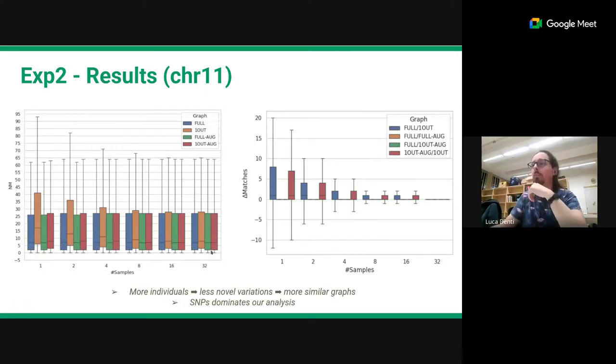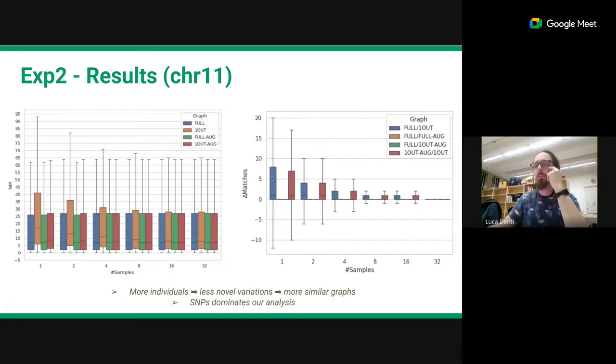And on this side, instead, I plotted the distribution of a pairwise comparison between some of the graphs, like full versus one-out, of the number of matches. I took from the alignments how many matches each read has, and I just took the difference between the two numbers on the two graphs. So full minus one-out: for each read, how many matches on the full graph minus how many matches the same read has against the one-out graph. And we can see that if I compare the full versus the one-out, the number of matches is different.